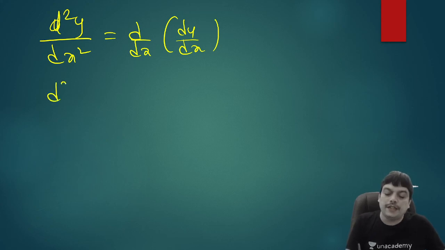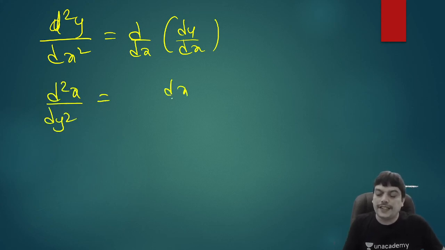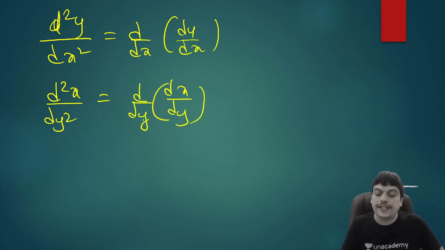But what is the meaning of second derivative d square x by dy square? After finding dx by dy, if you differentiate again with reference to y, that is called d square x by dy square.